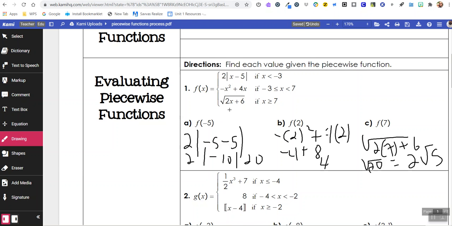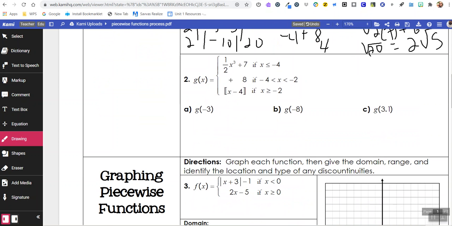Sounds good. You can probably work on the second one here on your own. I would say pause the video and try it, see what you get. Remember, this right here is the greatest integer function, so it only yields answers that are integers. Your answers are given right here, just in case you want to check your work.